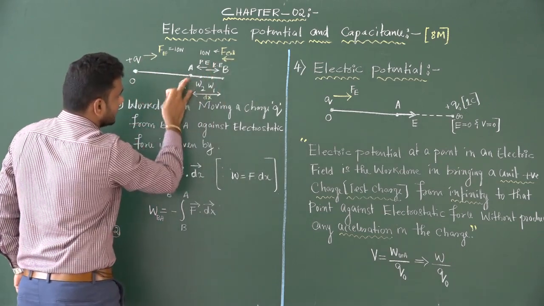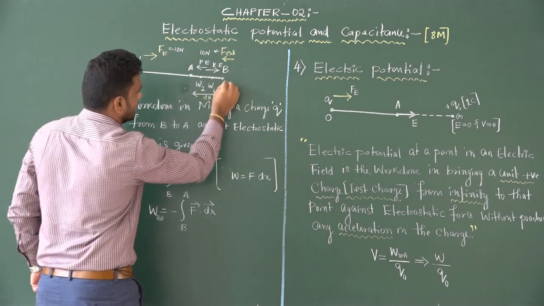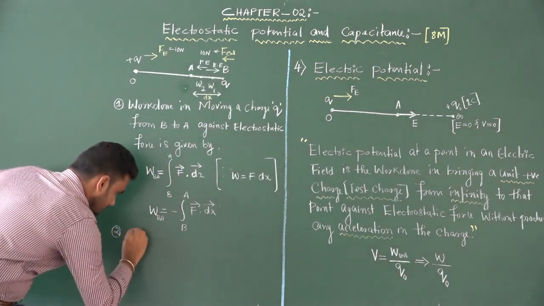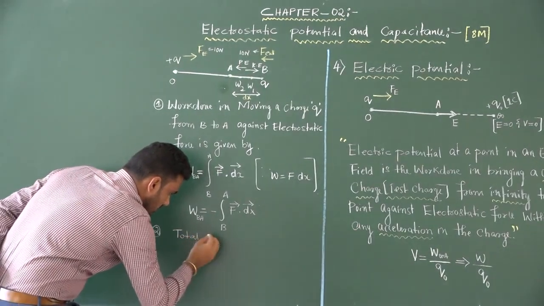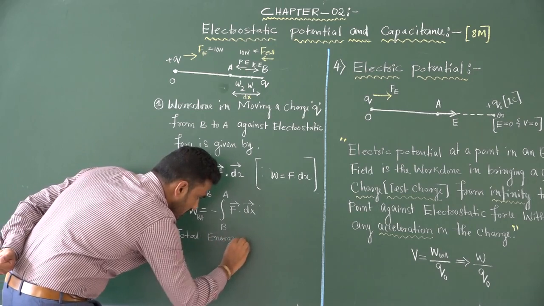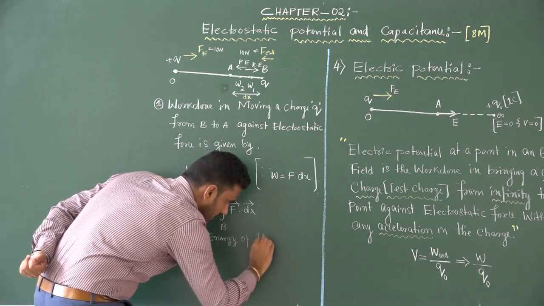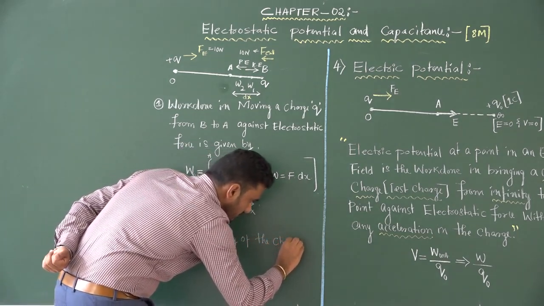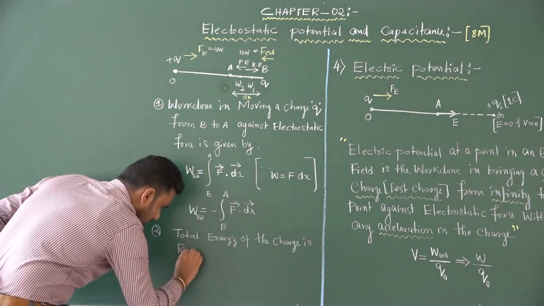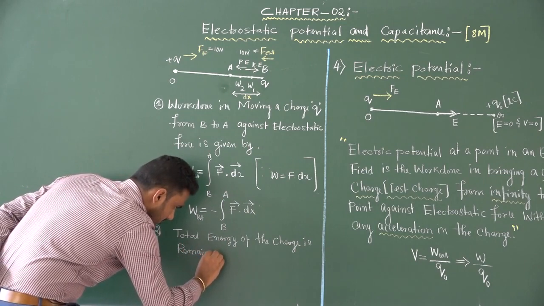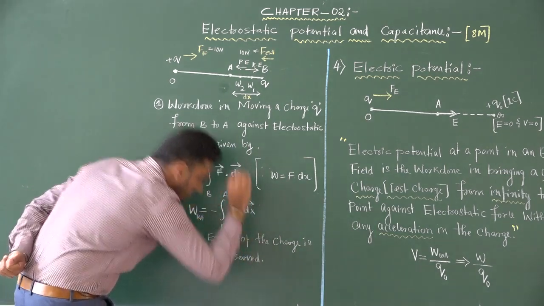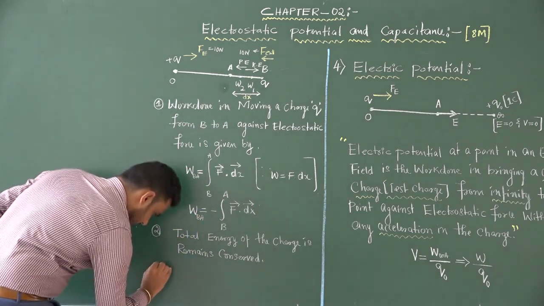Just imagine it moved again to point B, which means the total energy of the charge remains conserved. Third point.